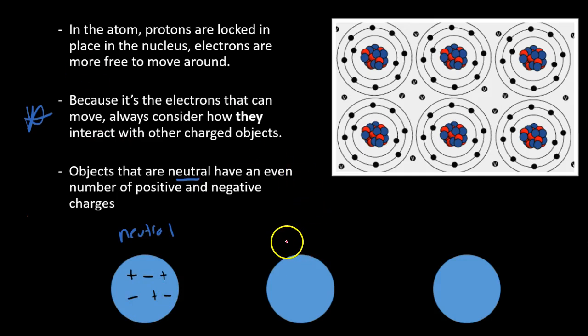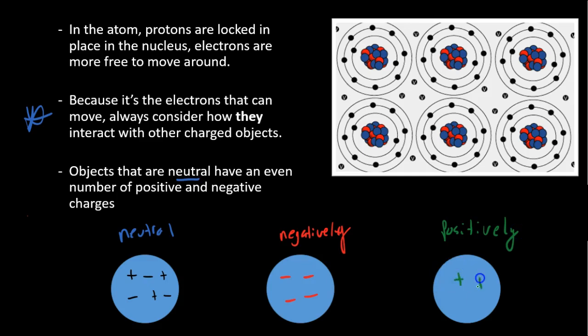If instead an object was negatively charged, good thing I didn't misspell it, maybe we see a diagram like this. Again, that's not trying to imply there's only 4 electrons, but you see there's a lot of minuses. There are more negative charges.